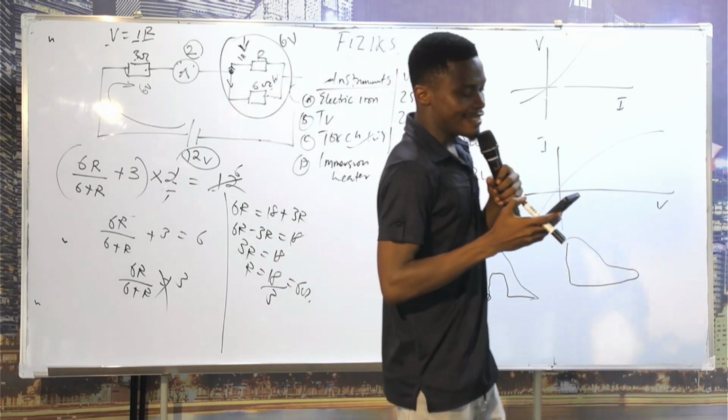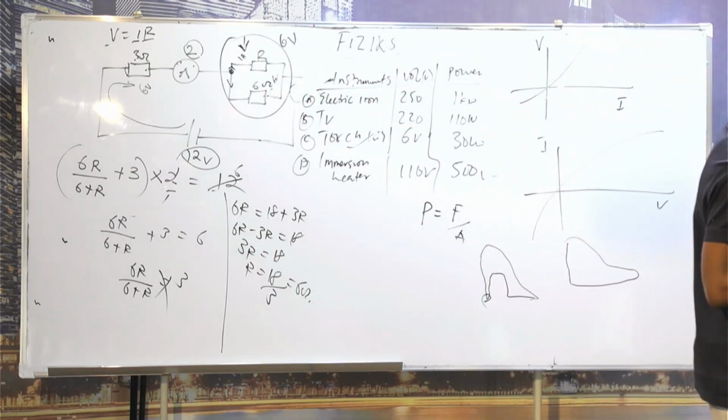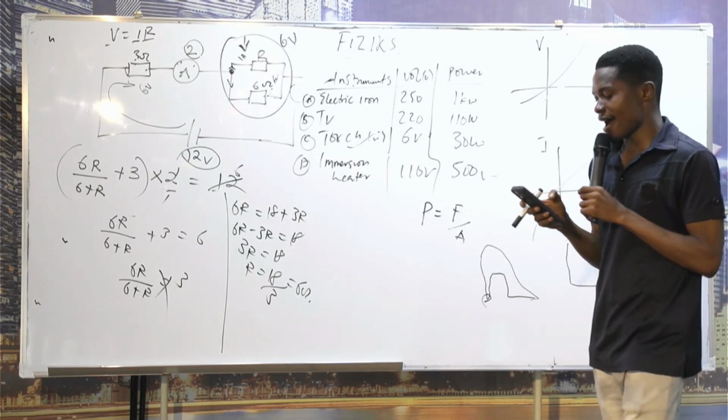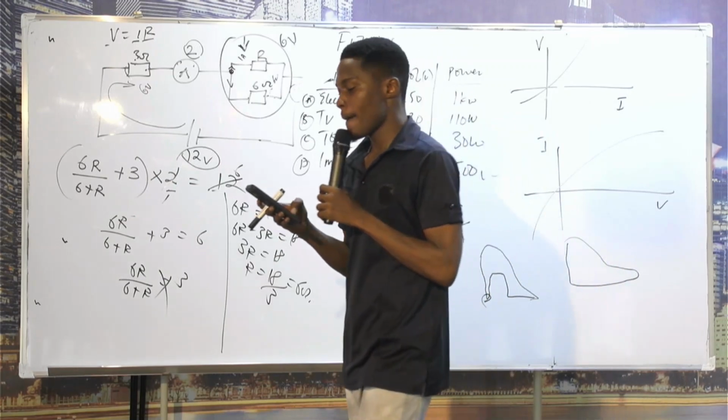Which of the units of the following physical quantities are derived? I, area. II, thrust. III, pressure. IV, mass. Area, is it derived? Yes. Thrust, is it derived? Yes. Pressure, is it derived? Yes. Mass, is it derived? No. So answer is what? II and III. Option B.